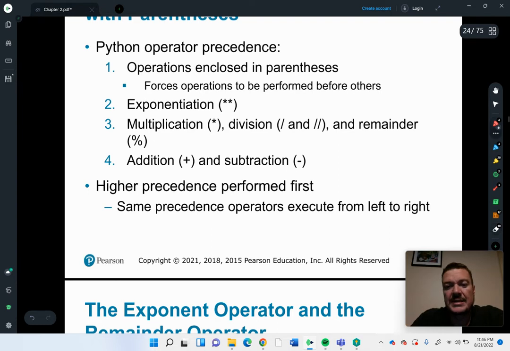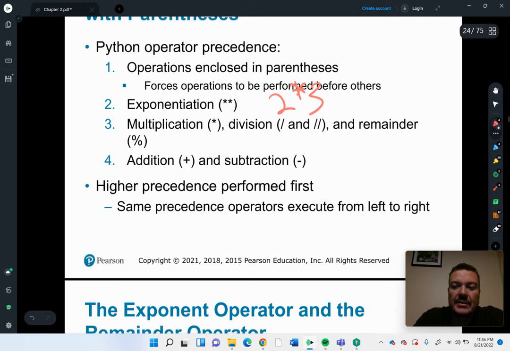So with that being said, let's talk about exponential. If we want to say 2 to the third power, then we would say 2 star star 3. And that's 2 to the third power. However, if we want to just multiply 2 by 3, then we only have to have 1 star. Okay?